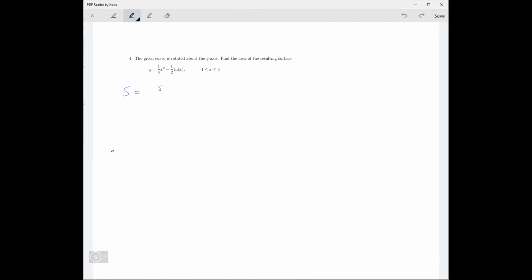Okay, so your surface area is going to be the integral. We're going from 1 to 5 because we're integrating x, so that means it's the dx on the end here. 2 pi, and since we're rotating about the y-axis, our radius is x. Since we're integrating in x, we don't have to change it. And then we have dy dx squared.